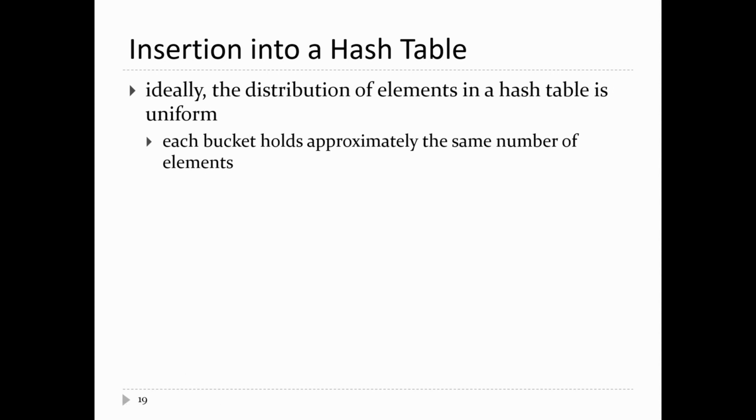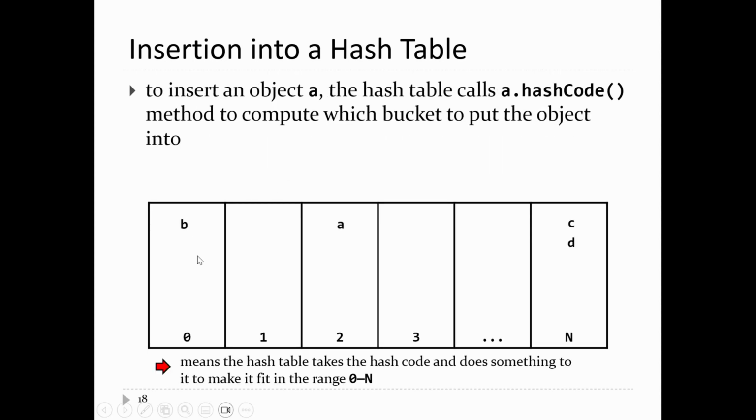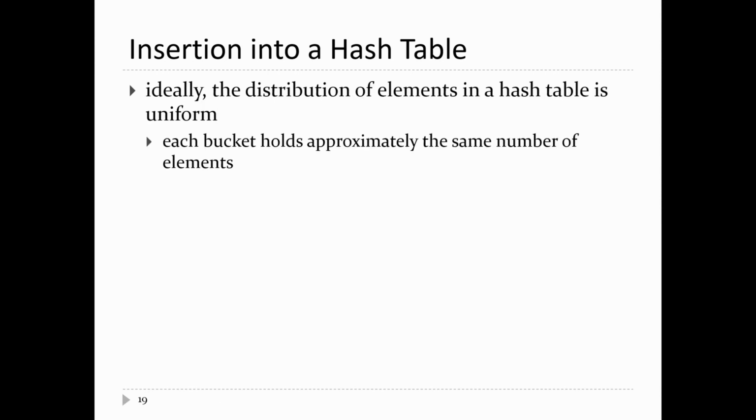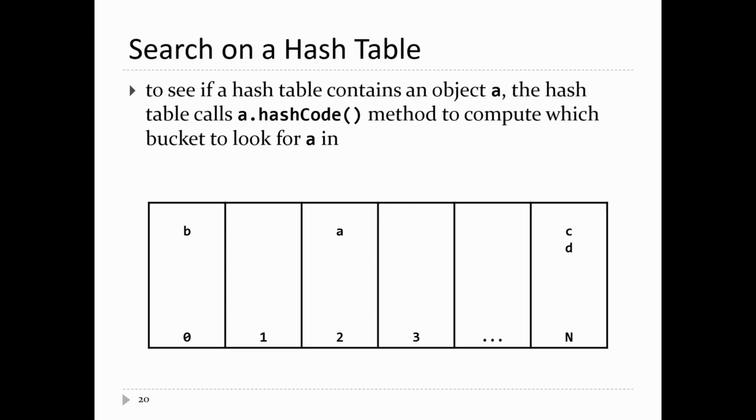Now, ideally, the distribution of elements in a hash table is uniform. What that means is that in each one of these buckets, there's roughly the same number of elements. It doesn't have to be exact. Each bucket holds approximately the same number of elements. Okay, so that's putting things into the hash table. Now, how do we test if something is in the hash table? Well, you just repeat the whole process all over again, right?